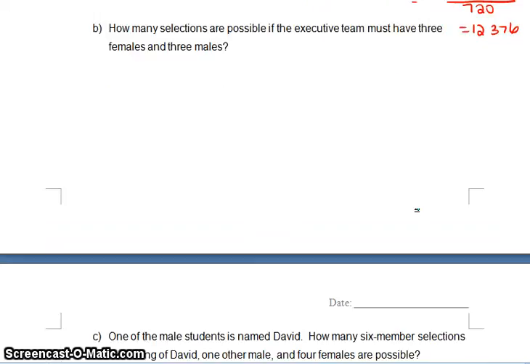So moving on to B, this one is asking how many selections are possible if the executive team must have 3 females and 3 males. This one is going to go along the lines of the example we looked at earlier in section 11.1 where we multiplied the different combinations. So we're going to find the selection for 3 males, and multiply that by the selection for 3 females.